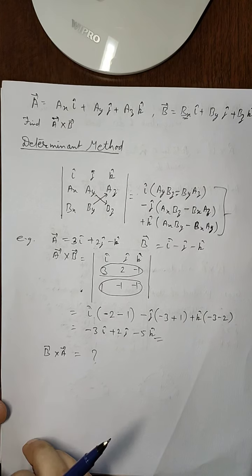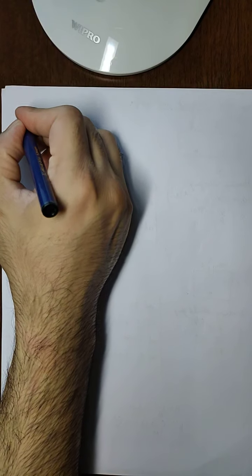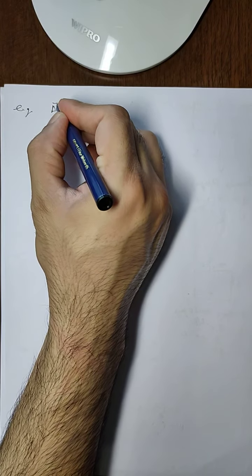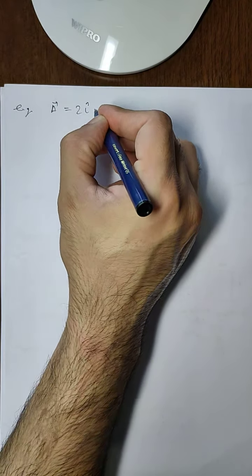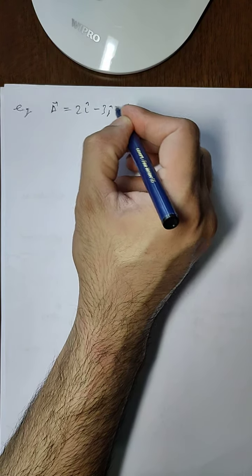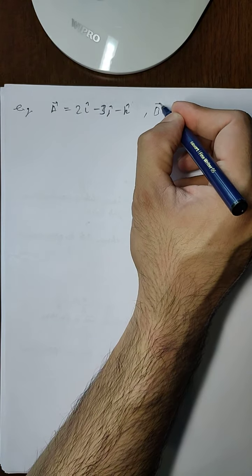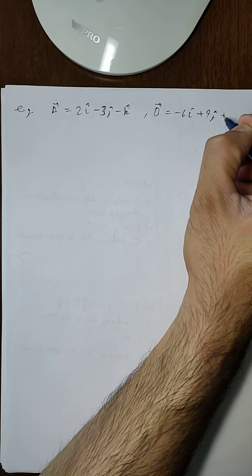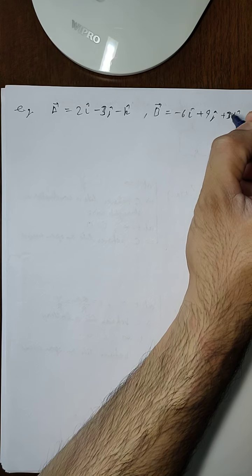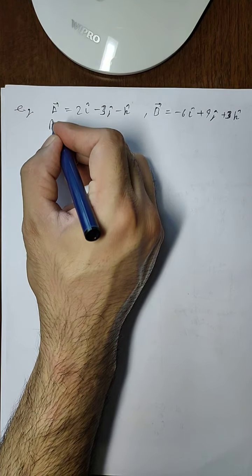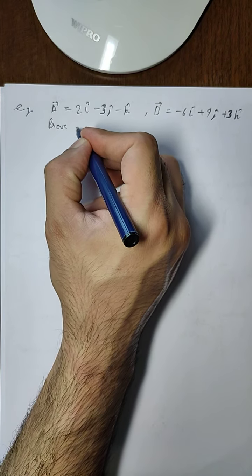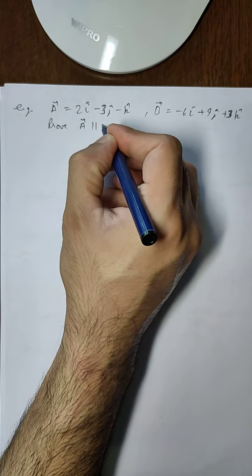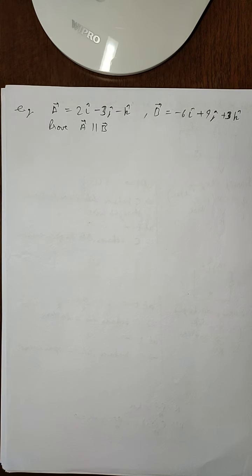Let us do another question. Let us say we have vector A as 2 i cap minus 3 j cap minus k cap, and vector B is minus 6 i cap plus 9 j cap plus 3 k cap, and we have to prove that A and B are parallel to each other.